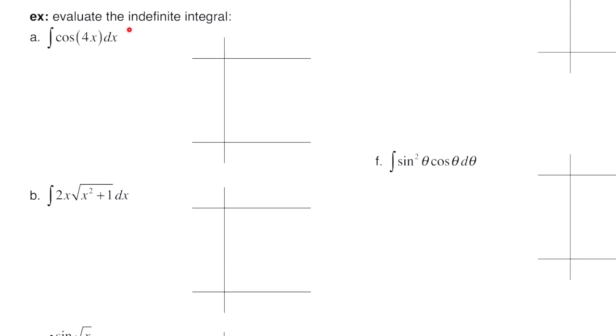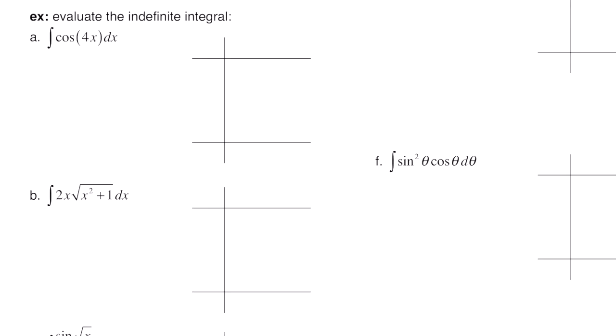This example says evaluate the indefinite integral. So for part A, we have the integral of cosine of 4x dx. You'll notice you have a composition of functions. Your outside function is cosine, your inside function is 4x. So since we have a composition of functions, we're going to use the substitution rule, or U substitution, in order to integrate.